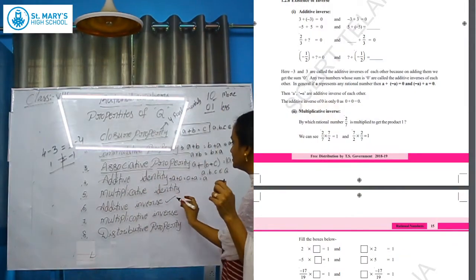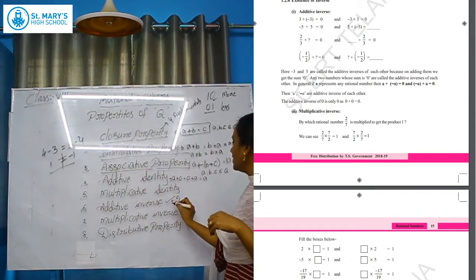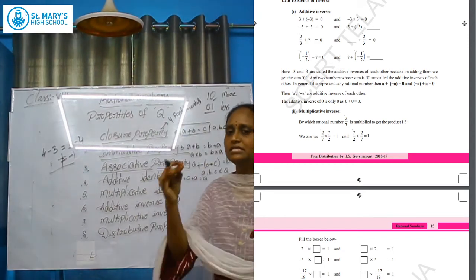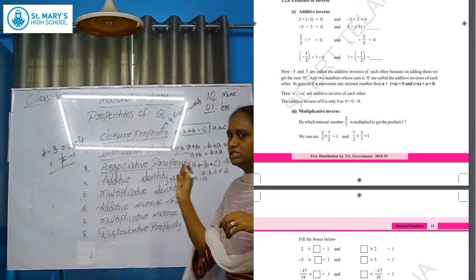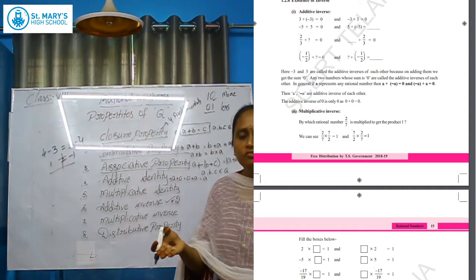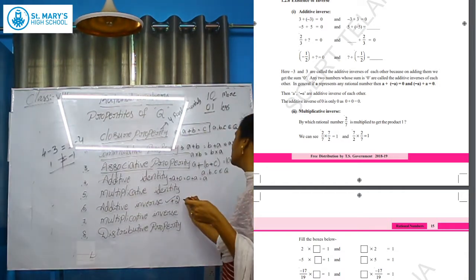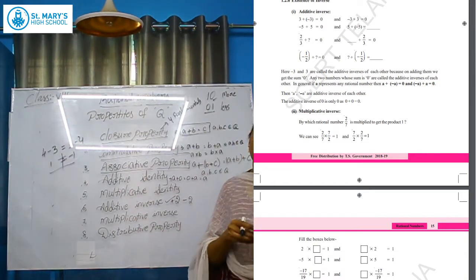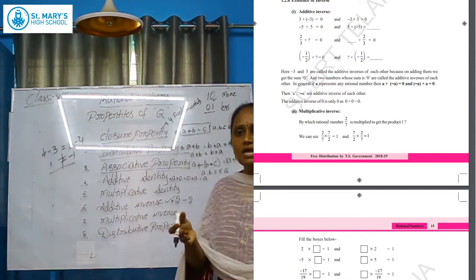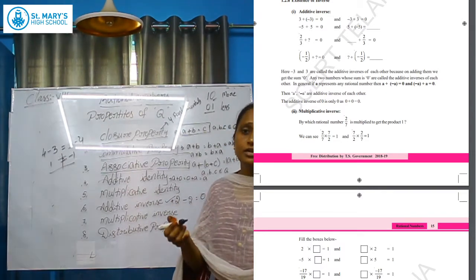For example, I am taking plus 2. Inverse means just change the sign, don't change the number. Plus 2, what is the inverse number? Inverse means the opposite number, which is minus 2. Plus 2 and minus 2, when we do the addition, what do we get? 0. 0 is the additive identity.